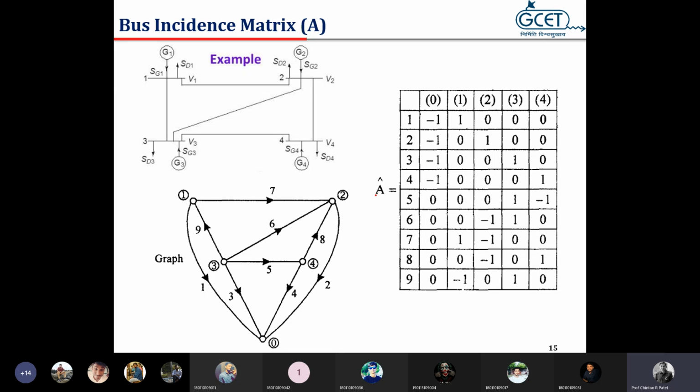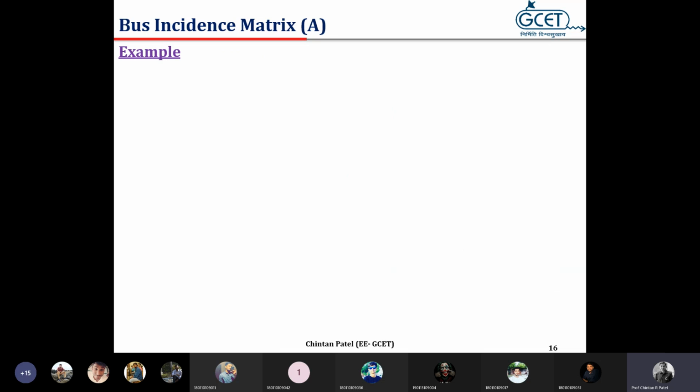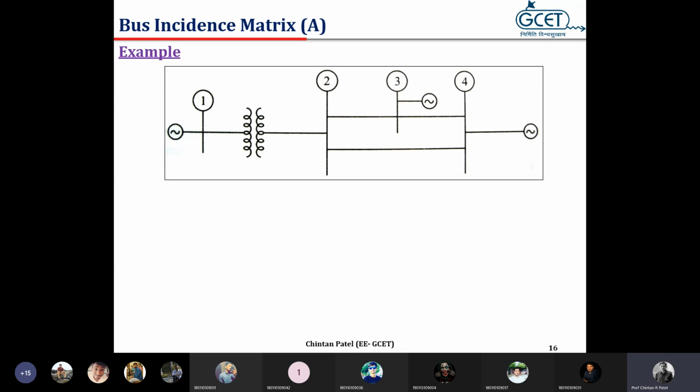So this is again A hat, or you can also write A bar. These are the elements and these are the nodes. This is E cross N. And similar to the last example, if you remove the first column from the matrix, you will get the bus incidence matrix A. So to get A from A bar, just remove the first column, which corresponds to the ground node. So again, this is a very simple and easy example. Let's see one more example.